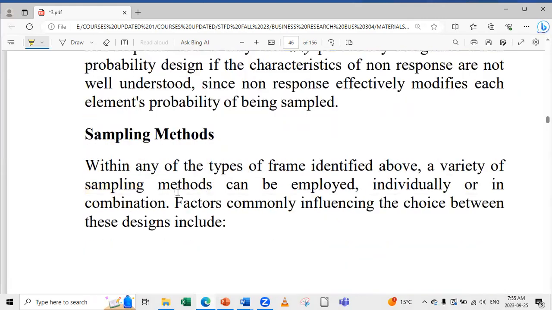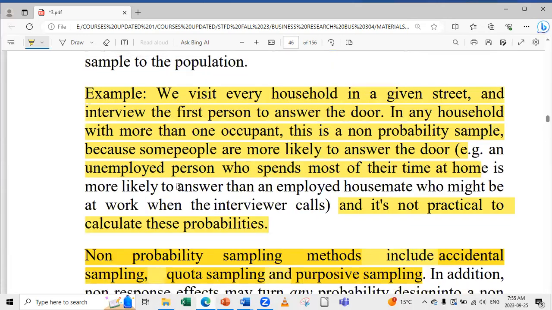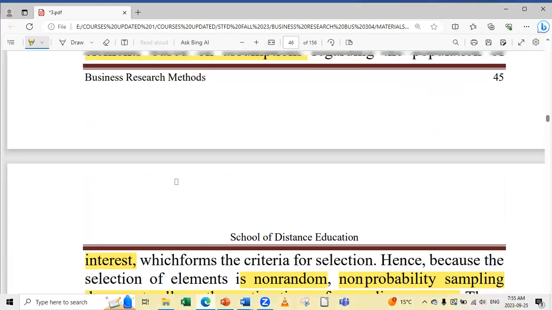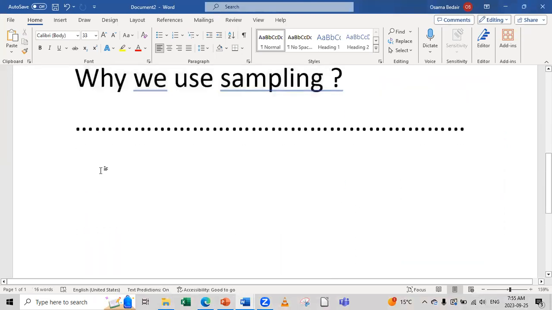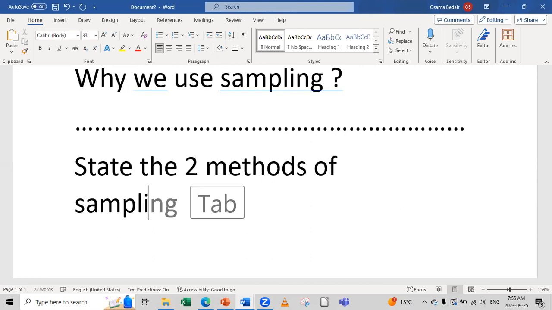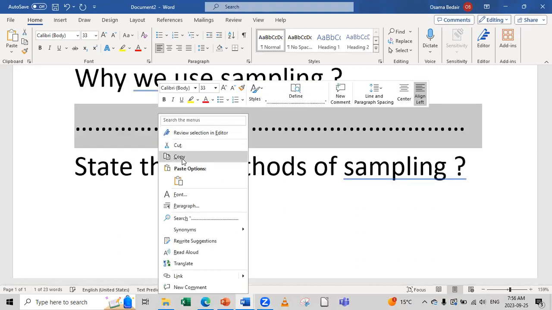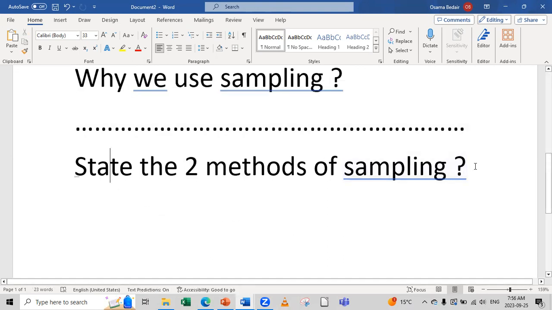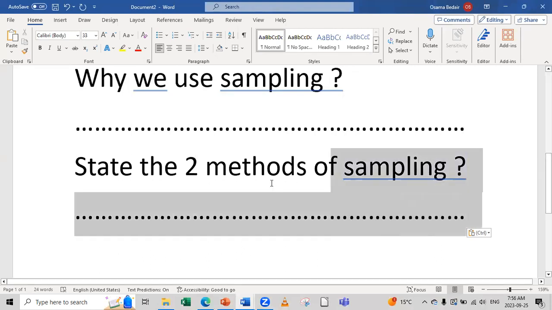I will stop here now before we go to the sampling methods part. Before we go to the sampling methods part, I will stop here and ask: what are the two methods of sampling? This question will be a question here. State the two methods of sampling. Just stay here a few minutes to get your answer, guys. State the two methods of sampling before we move to the next step.